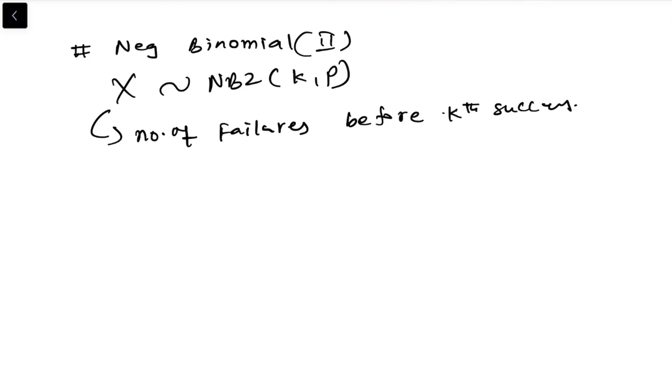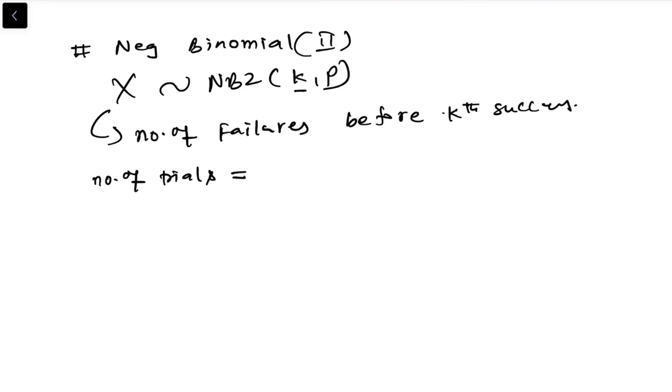In type 1 it was the number of trials on the kth success. Now this time this is the number of failures, so please do not get confused. K is of course the kth success and p is the probability of success. Now let me ask, what is the number of trials this time?